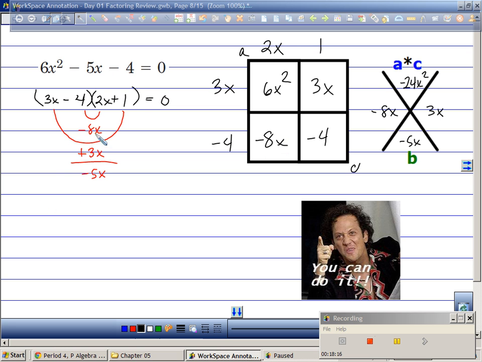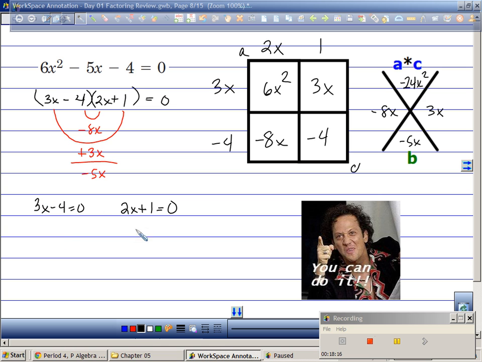So finally I need to do what? What's the last step? Set it to 0, because what am I trying to find? X intercepts. So 3x minus 4 equals 0, and 2x plus 1 equals 0. You should be able to see this one. Which way is this going to shift if I was talking behavior of a graph? It's going to go left by how much? A half. If 2x is 1, how much is 1x? A half, right?